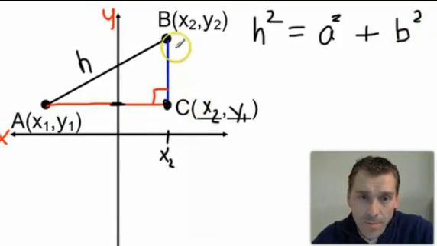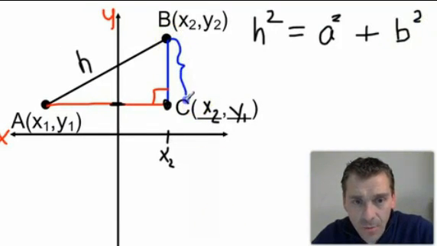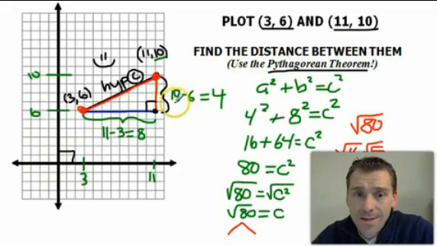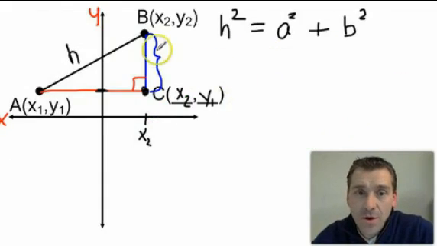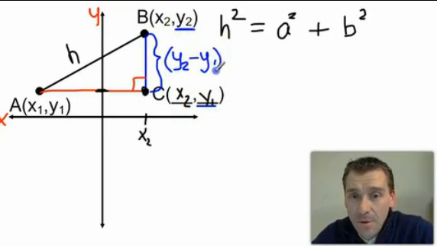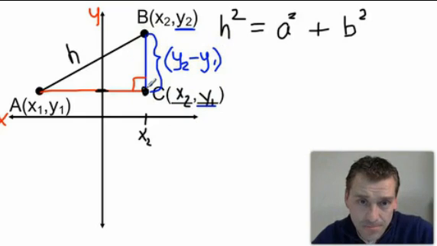Well, let's dive into this a little more. What is the distance, aka the length, from B to C? Well, if you go back to the other example that we just did, we went 10 minus 6. So the biggest y-coordinate minus the smaller y-coordinate. We do the same thing in this example. I take y2 and I subtract away y1. That's the same thing as 10 minus 6, a representation of what this distance would be.